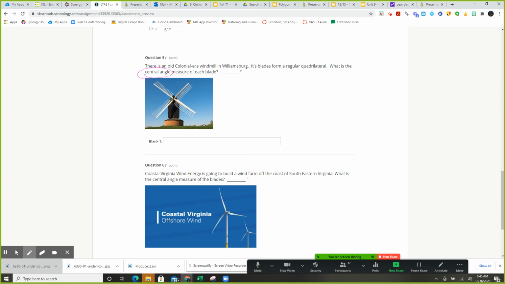Central. Is that where all the blades come together? It is where all the blades come together. So what we're looking for is that central angle right there. So what math would we have to do to calculate that?